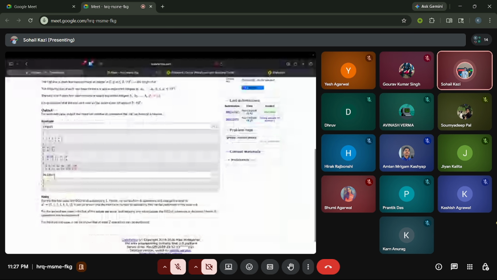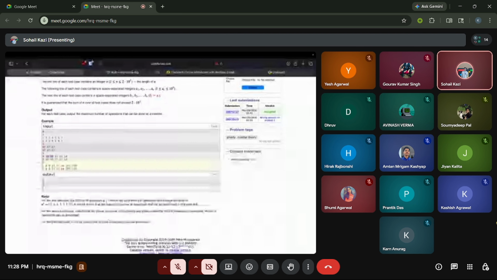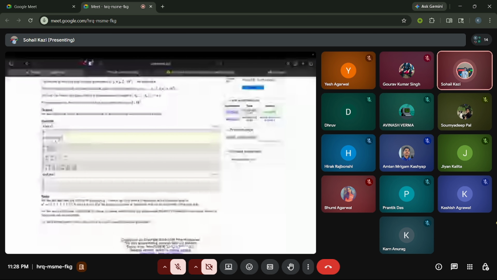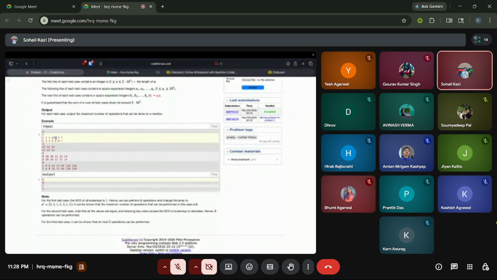So for example, let's take this one. We have 1, 2, 3, 4, 5, 6, 7. The GCD of 4 and 5 is 1. That means we can set this element to 1.